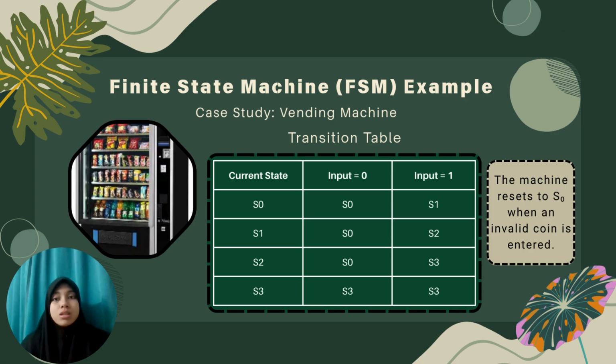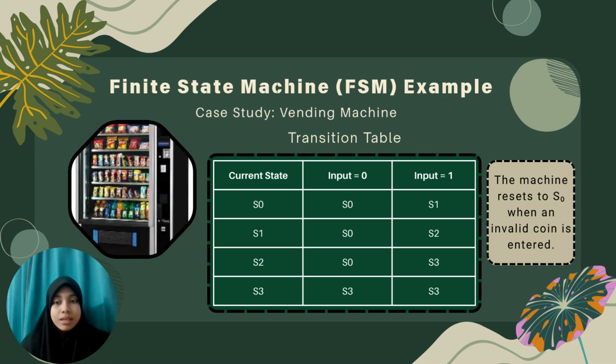For input equal to 0, we have S0 for current state S0, S0 for current state S1, S0 for current state S2, and S3 for current state S3. For input equal to 1, we have S1 when the current state is S0, S2 when the current state is S1, S3 when the current state is S2, and S3 when the current state is S3.